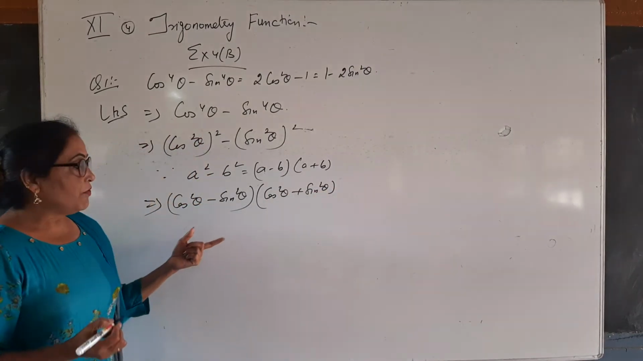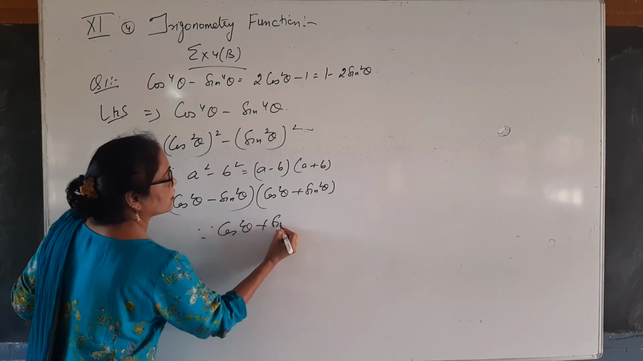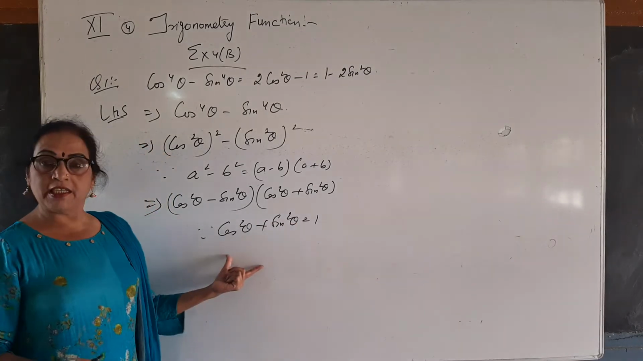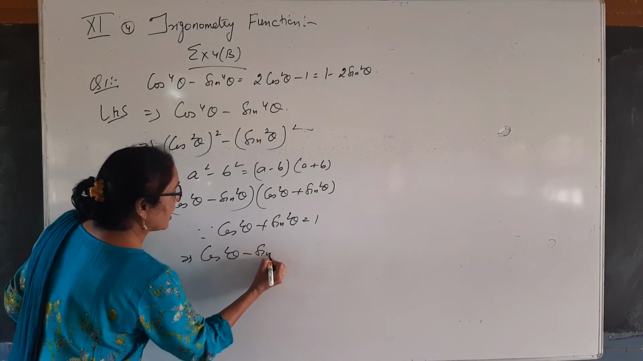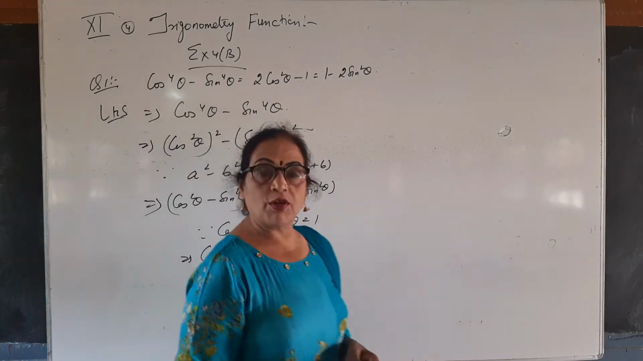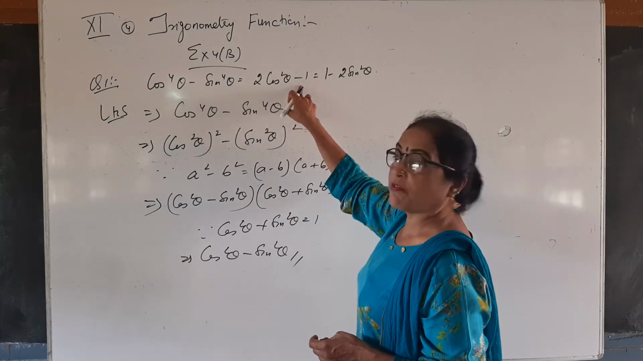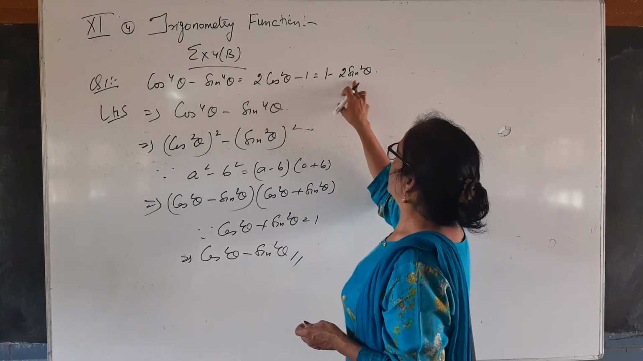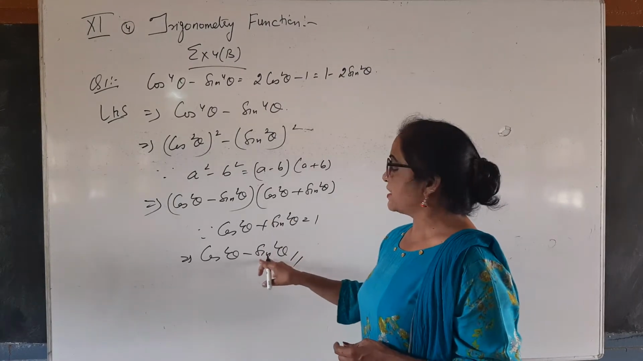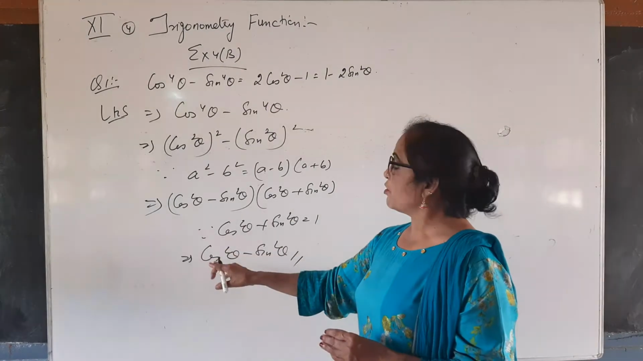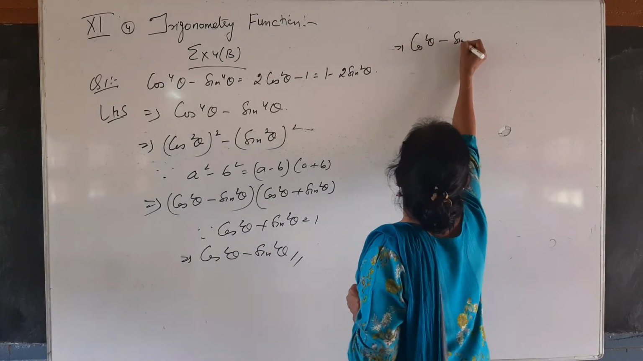This we will get. Now since we know that cos square theta plus sin square theta by identity is equal to 1, the remaining will be cos square theta minus sin square theta. Now this we have got, that is cos square theta minus sin square theta. See what we have to prove, 2 times cos square theta minus 1 in the first case, and in the second case 1 minus 2 times sin square theta. So here we are getting cos square theta minus sin square theta. What we will do is replace sin square theta in terms of cos the first time, and in the second time cos in terms of sin.